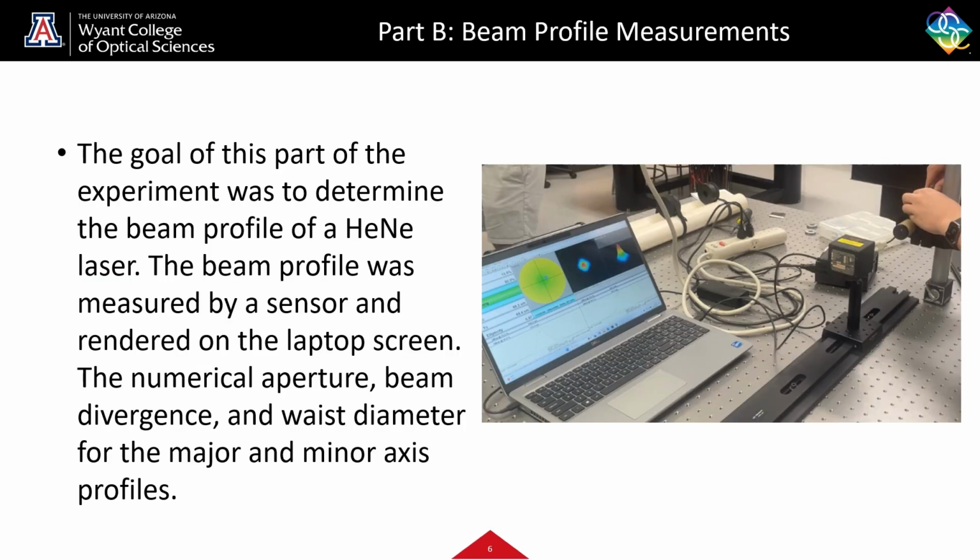The goal of this part of the experiment was to determine the beam profile of a HeNe laser. The beam profile was measured by a sensor and rendered on the laptop screen, and from our data we were able to calculate the numerical aperture, beam divergence, and waist diameter for the major and minor axis profiles.